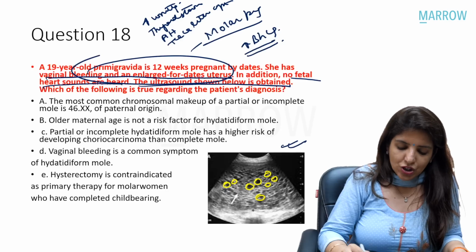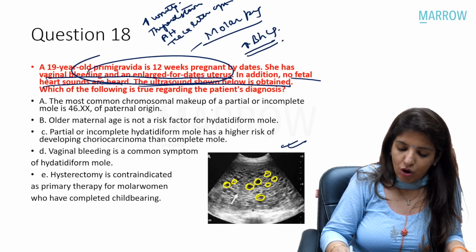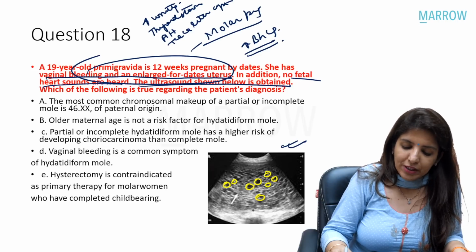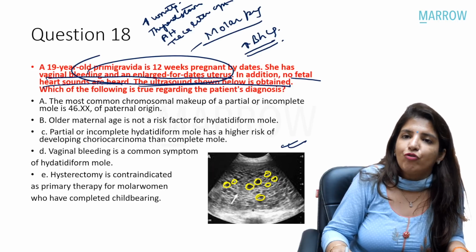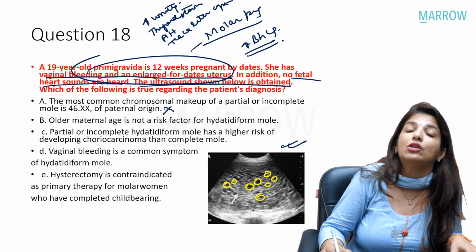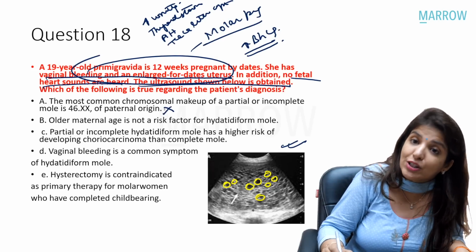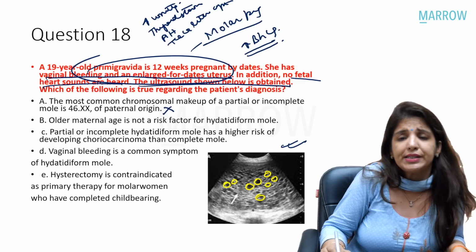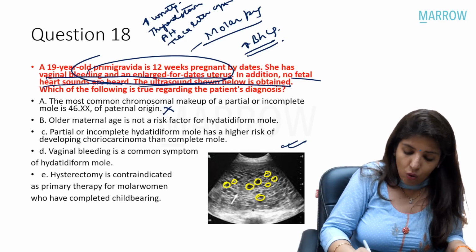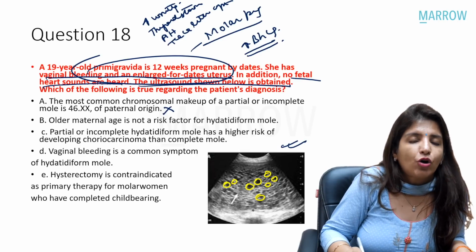So now look at this question. The most common chromosomal makeup of partial mole or incomplete mole is 46XX and of paternal origin. That is wrong. This is the chromosomal makeup of a complete mole. In a partial mole, it is 69XXY. Older maternal age is not a risk factor for hydatidiform mole.